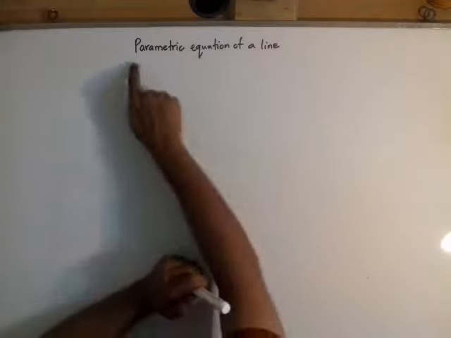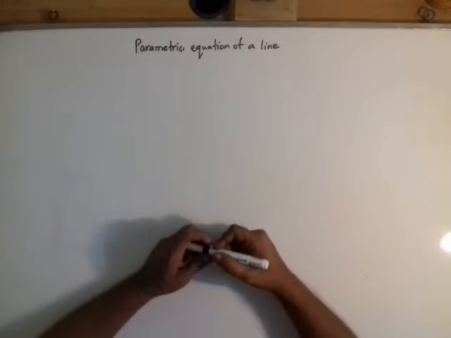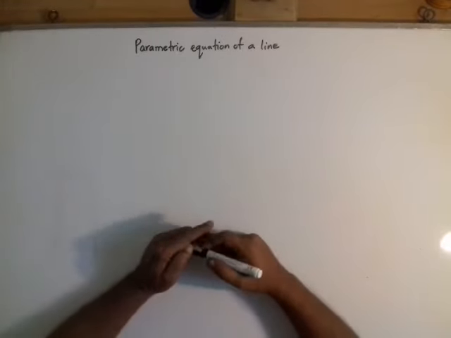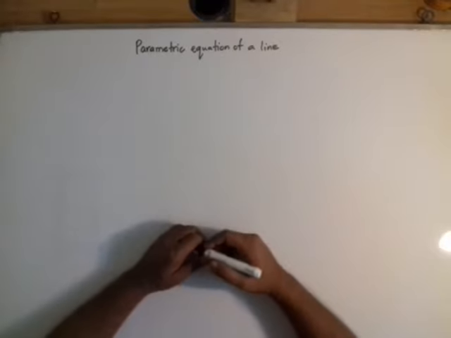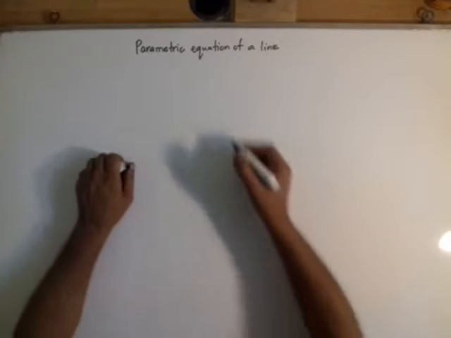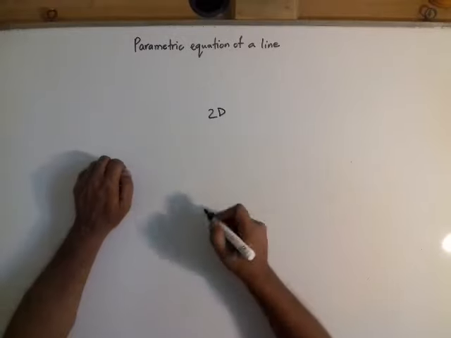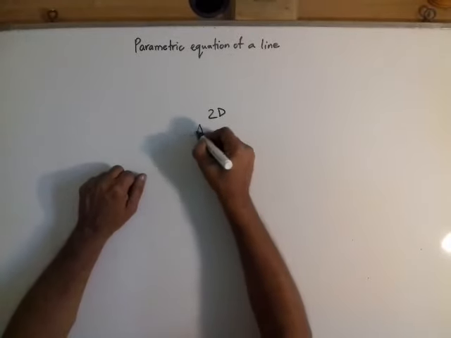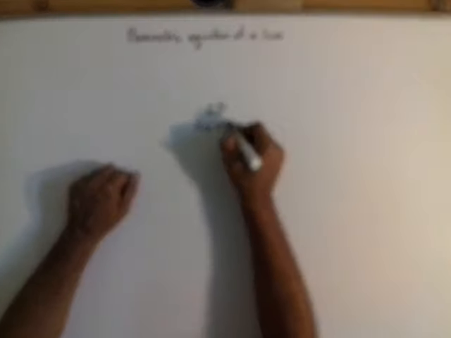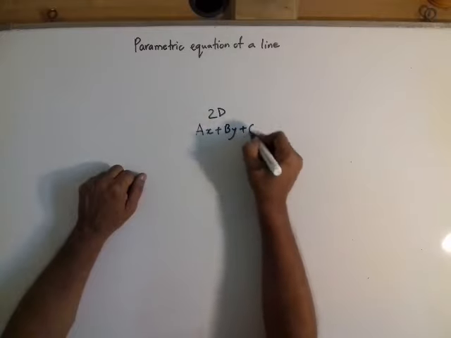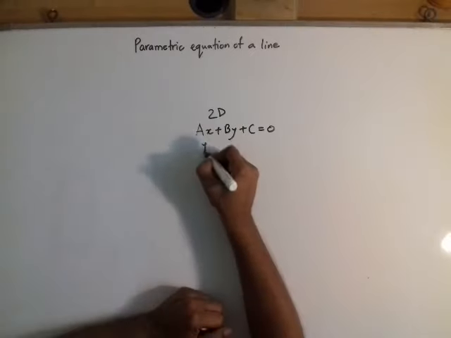I just realized there is a topic we should have covered when we did equations of a straight line in 2D, but we didn't. Maybe I didn't do it intentionally. Now, in 2D, we saw the standard form of the equation of a line. We also saw the slope-intercept form.